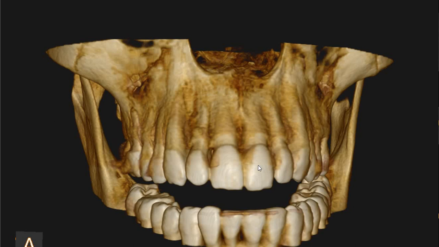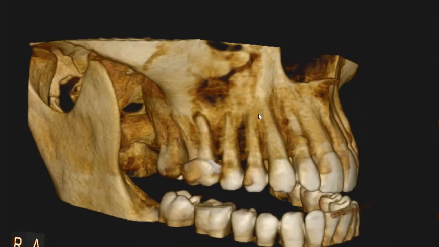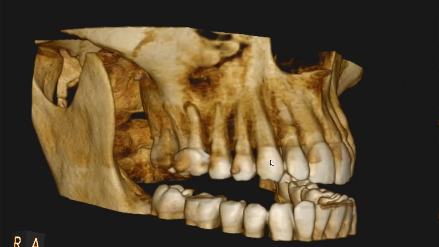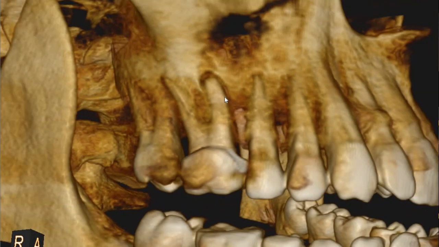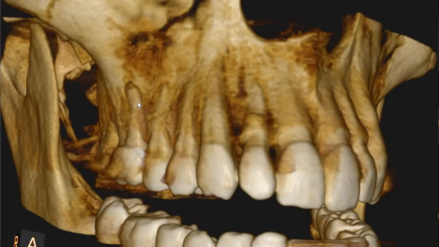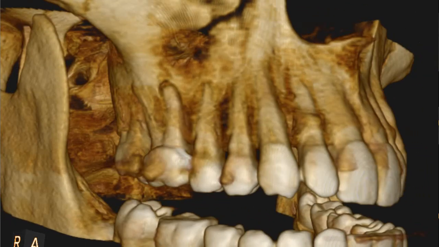This is the CBCT of your required patient. The area of interest highlighted by the dentist is the upper right first molar and the upper left first molar. On the upper right first molar on the 3D rendering, it is visible that there is a radiolucency that is involving the buccal cortical plate.